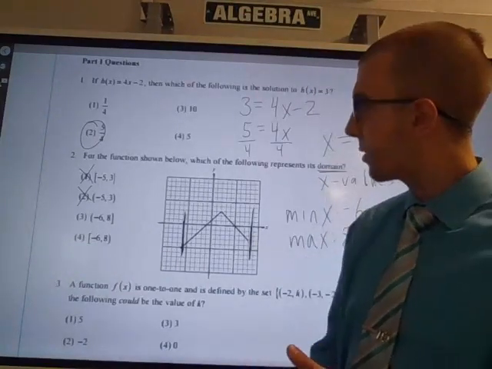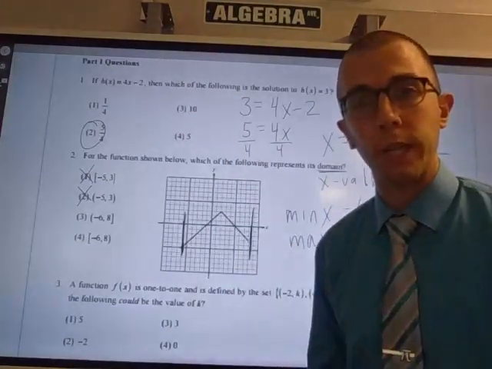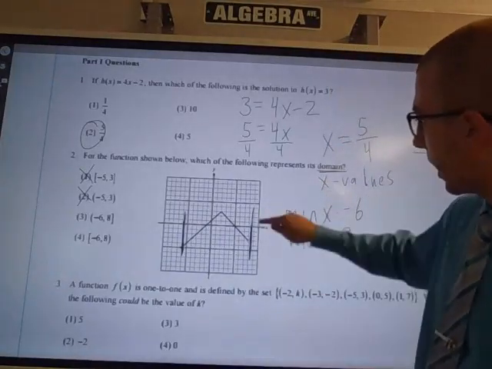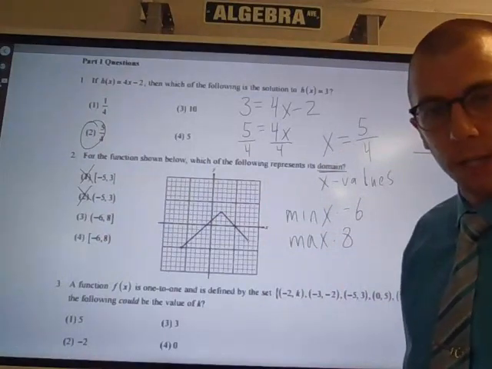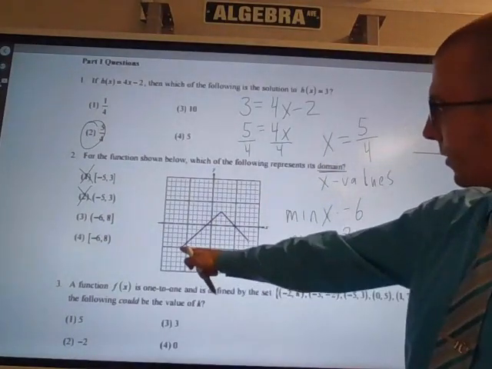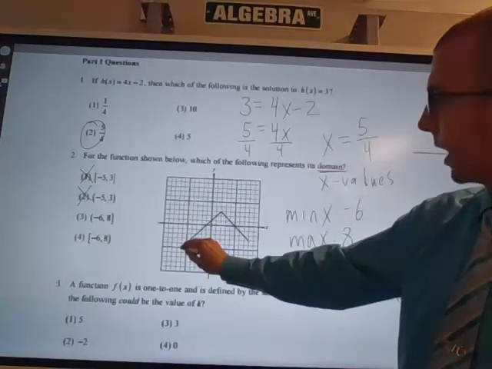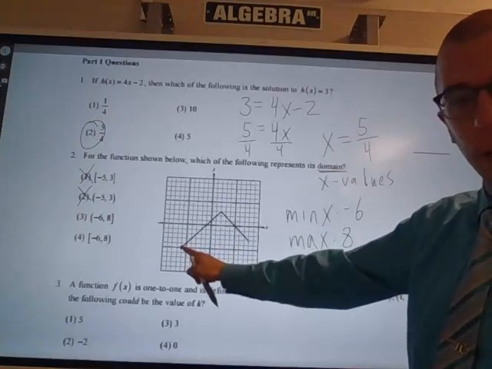Hopefully you guys remember that the straight bracket means that value is included. The curved bracket means it's not included. So look at the graph then. What do you notice is different? Well, on the left side, when x is -6, we have a totally filled in point. That means -6 is included there.